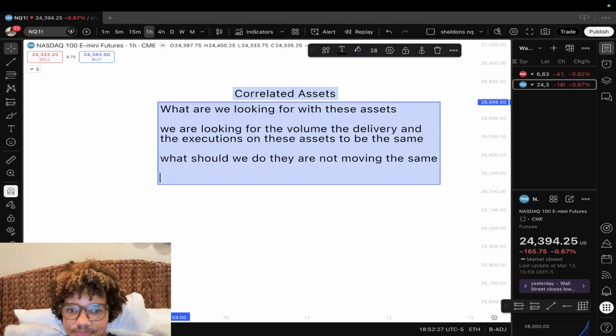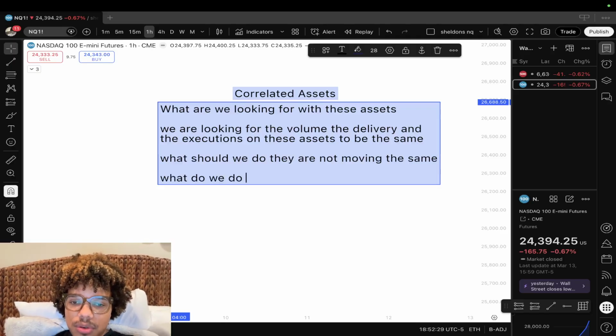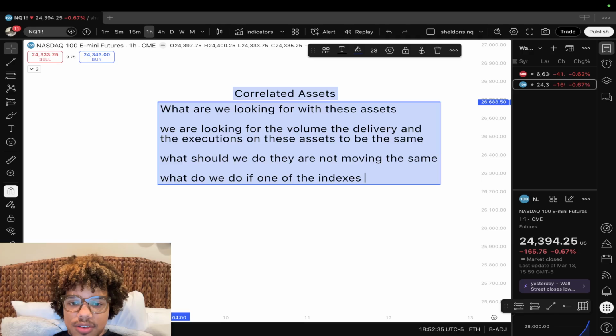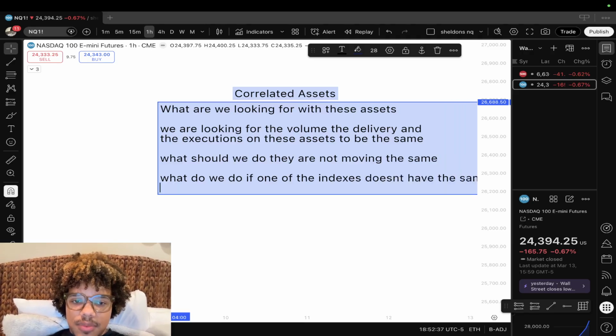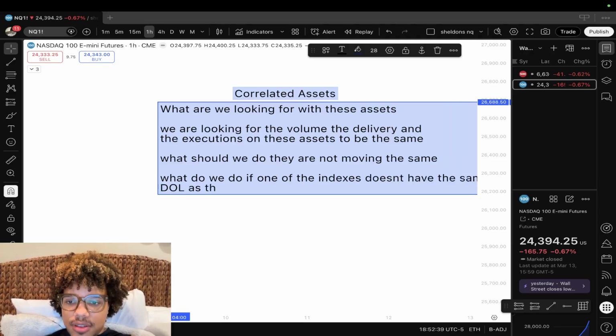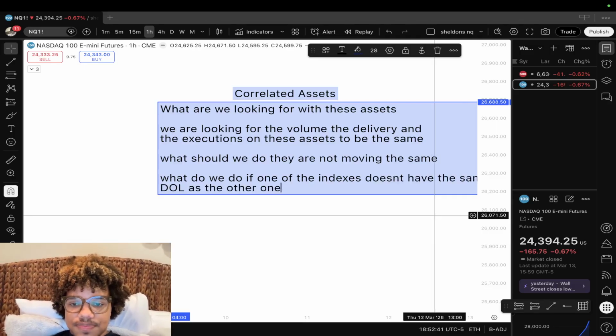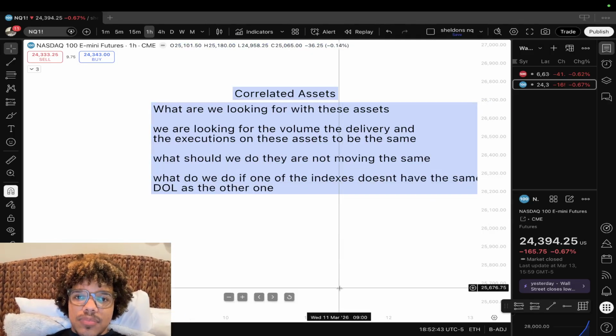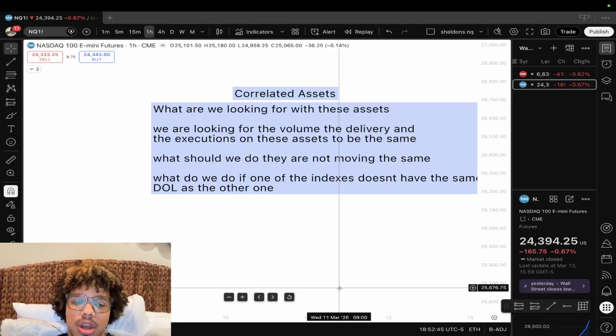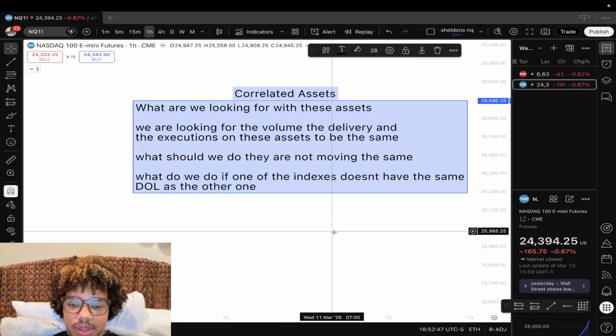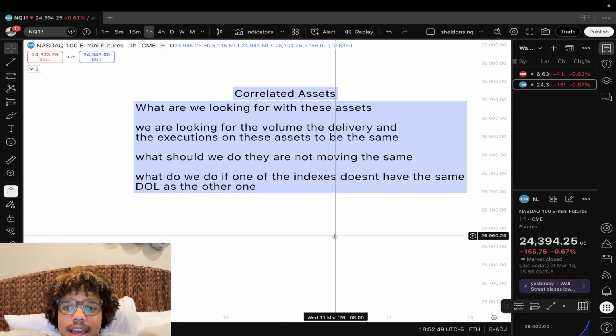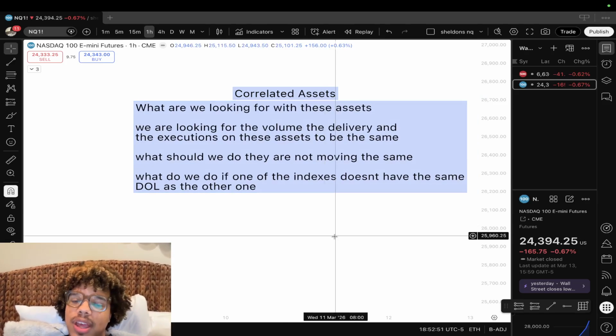Okay, so what do we do if one of the indexes doesn't have the same draw on liquidity as the other one? This happened the other day, I think on Thursday, where I was trying to short and the NASDAQ had two draws while ES only had one.